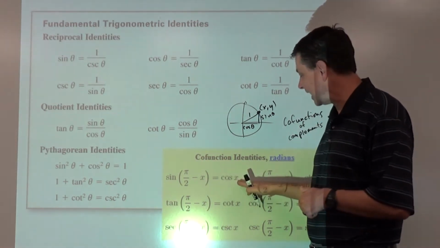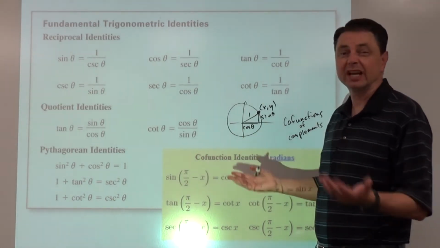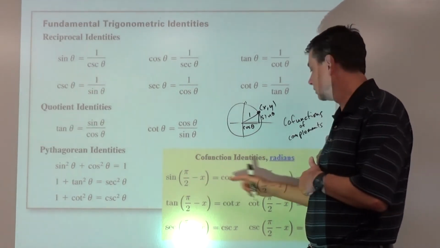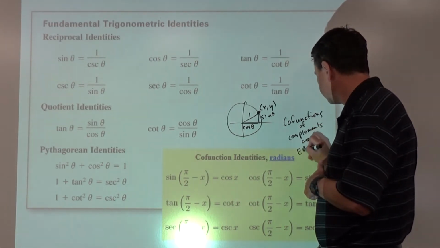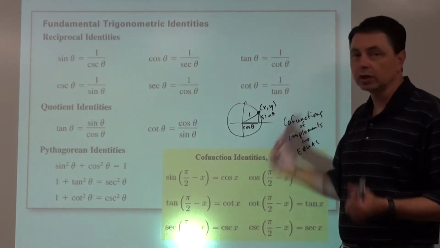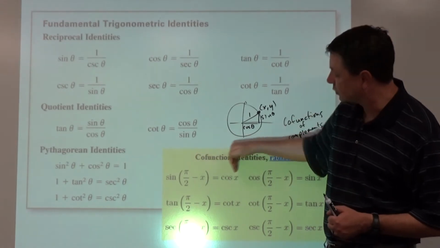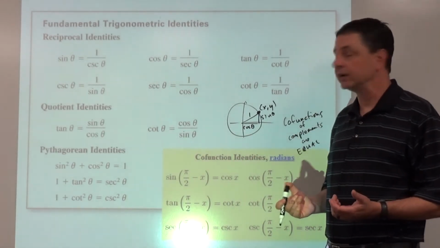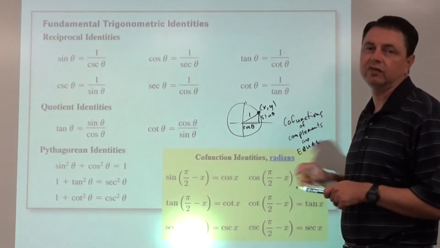Cofunctions of complements: x and pi over 2 minus x, those are complements. If we were talking about degrees, it'd be like 20 degrees and 70 degrees. Cofunctions of complements are equal. So in terms of degrees, the sine of 70 degrees will always equal the cosine of 20 degrees, because sine and cosine are cofunctions and the angles are complements. So these are the cofunction identities.